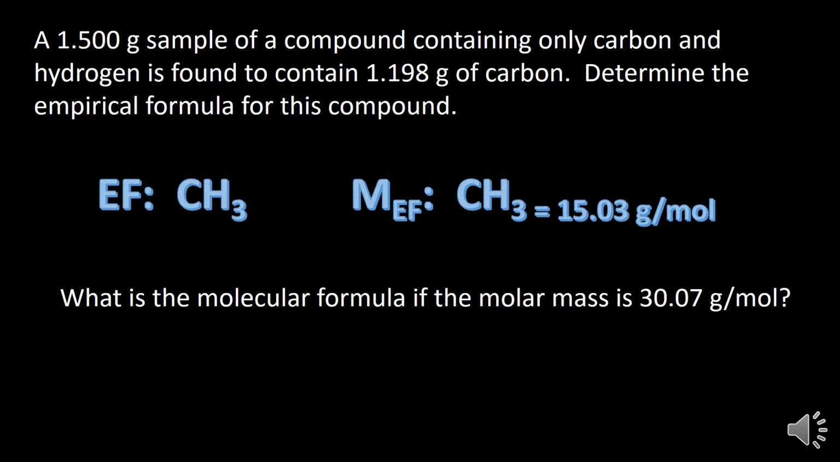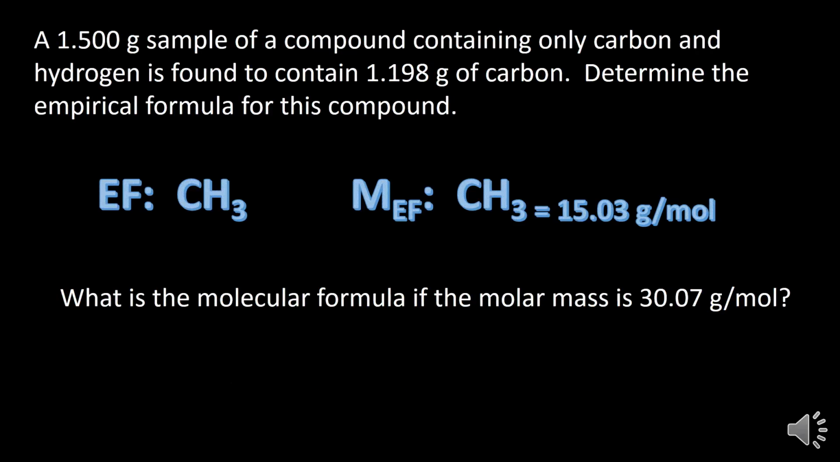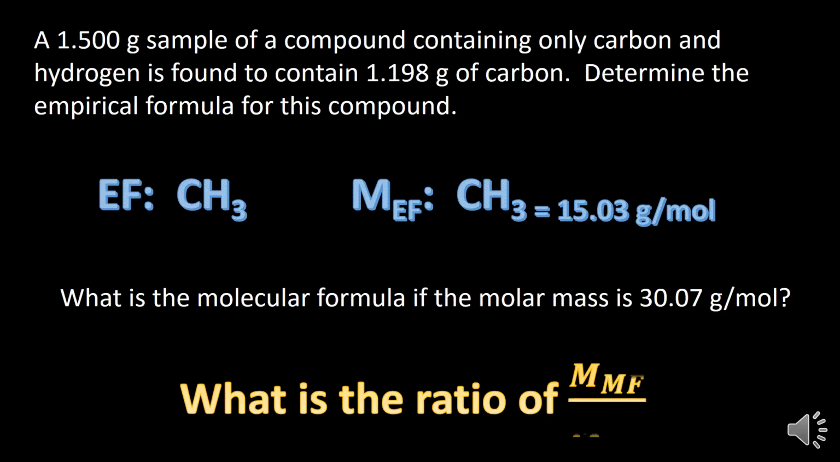The next step now is to find the ratio of the molar mass of the molecular formula to the molar mass of the empirical formula. And when I calculate that, I get 30 divided by 15, which gives me 2.